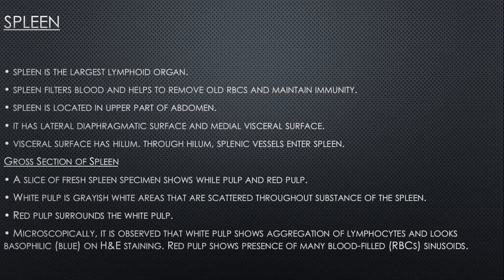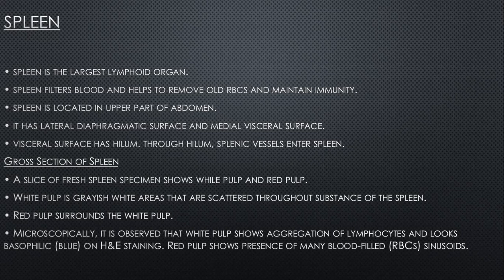White pulp is the grayish white areas that are scattered throughout the substance of the spleen. And surrounding the grayish white areas is the red pulp. Now, what if I take that and observe it under a microscope? The white pulp will show aggregations of lymphocytes, and it is basophilic when you use the hematoxylin and eosin stain. Then the red pulp will show the presence of sinusoids, which are filled with red blood cells. And between the sinusoids, you will see some cords.